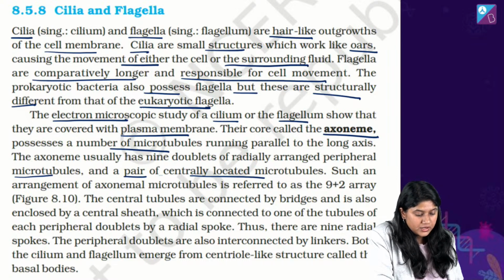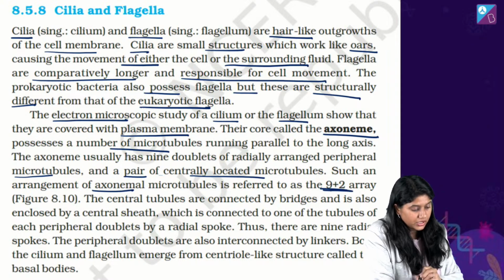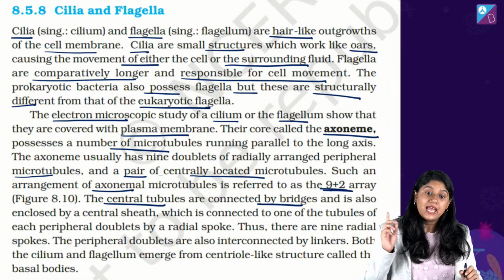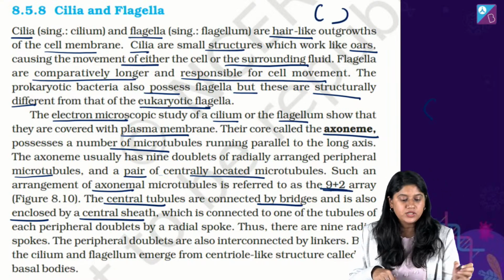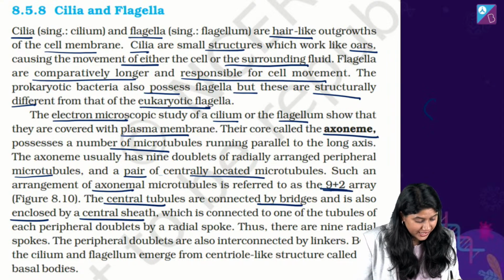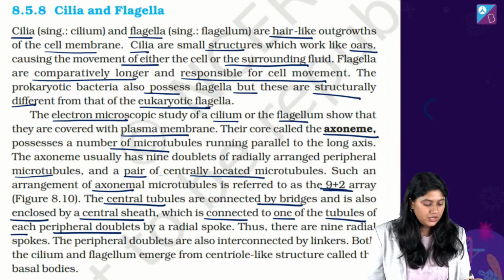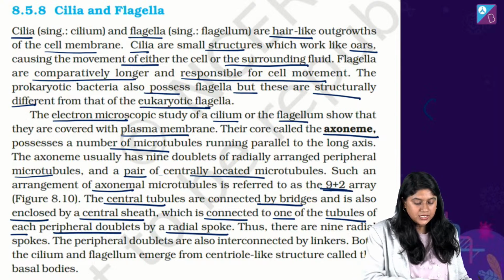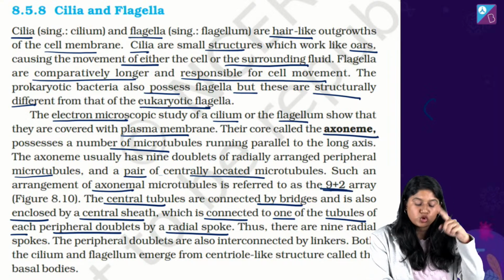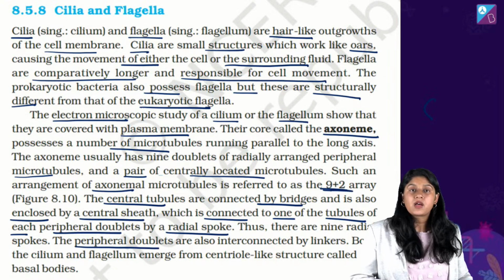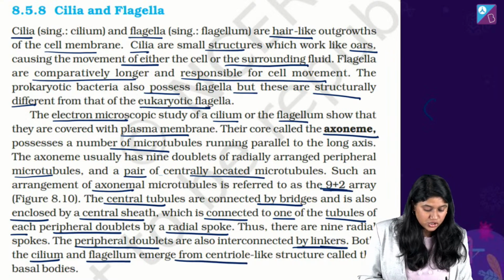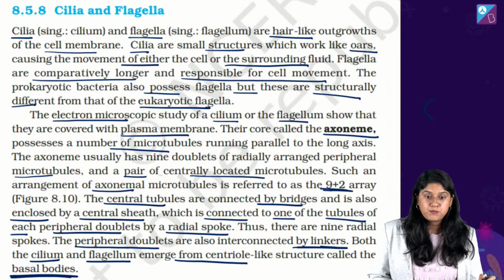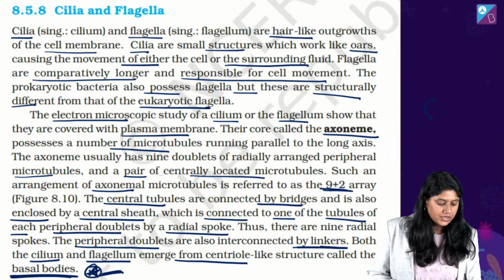Very good. चलिए. Now, here we have 9+2 arrangement रहता है. Central tubules are connected by the bridges and are also enclosed by the central sheet. वो देखा था हमने, right? It's enclosed like this. And what we have next, which is connected to one of the tubules of each peripheral doublet by the radial spoke, right? Thus, the 9 radial spokes, we have a total of 9. Peripheral doublets are also interconnected by the linkers. Both the cilia and the flagellum emerge from the centriole-like structure called a basal body. Important line that we have over here in the NCERT.